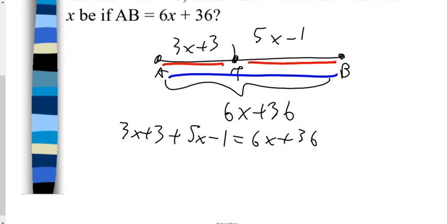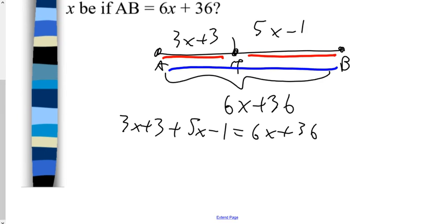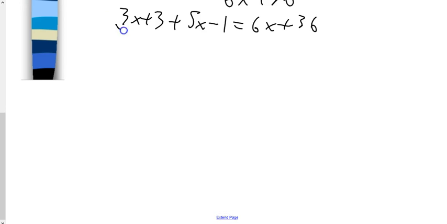Now, the most common mistake here is doing stuff like 3x plus 3 plus 6x plus 36. You just got to look at the picture, maybe color it, draw it, label it, part plus part equals whole. So, what am I going to do now? I'm going to combine like terms. That's 8x. 3 minus 1, that's 2.